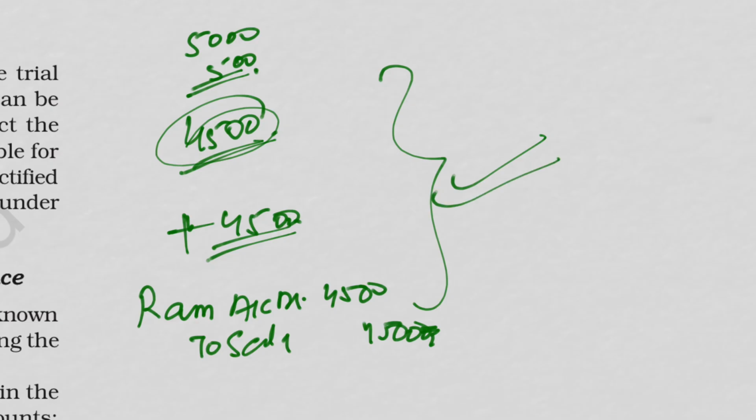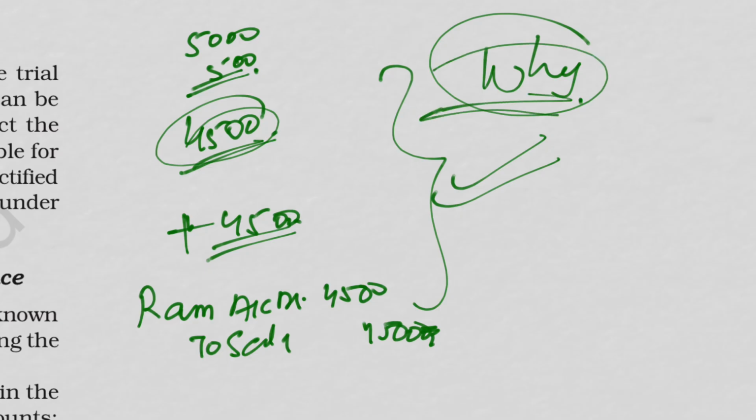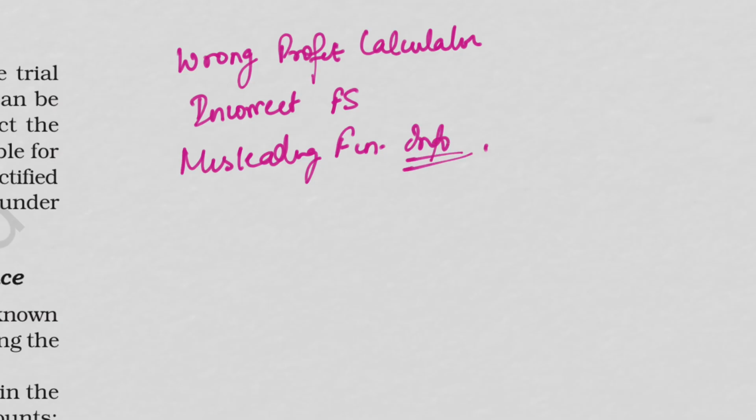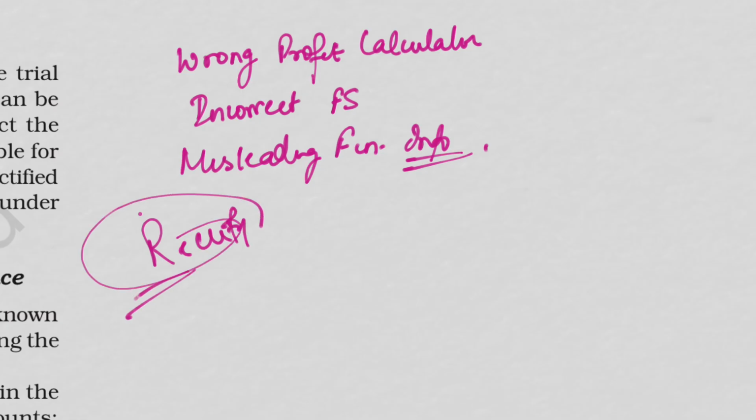Now let us understand why rectification is important. Rectification of errors is important because incorrect accounting may lead to wrong profit calculation. It may lead to incorrect financial statements. It may lead to misleading financial information. So therefore the accountants must carefully identify as well as rectify these errors whenever they are detected.